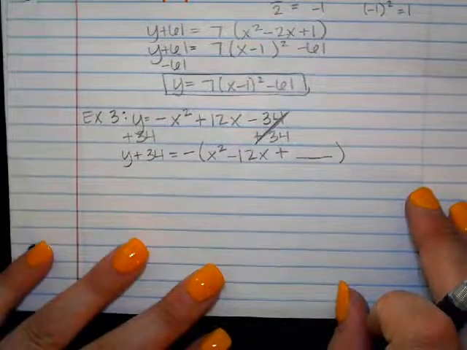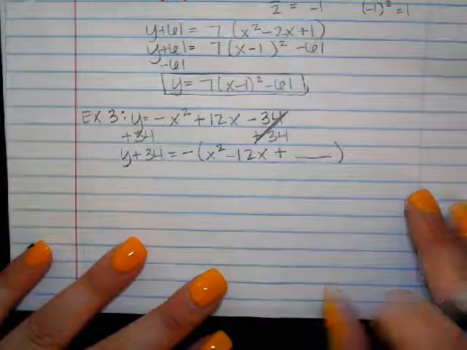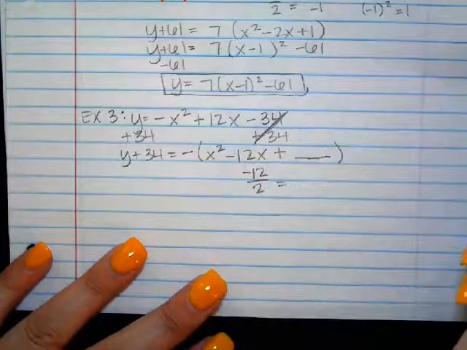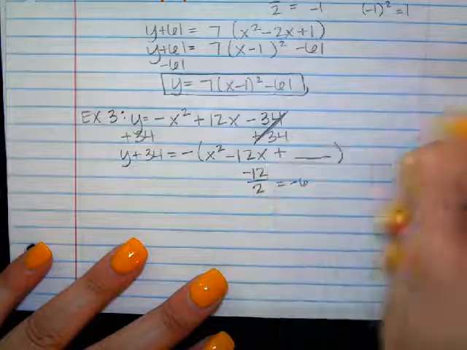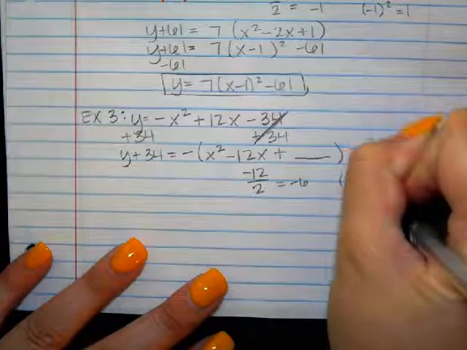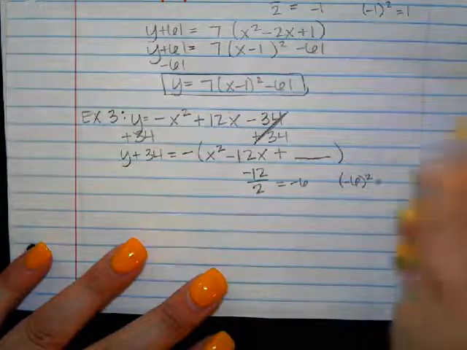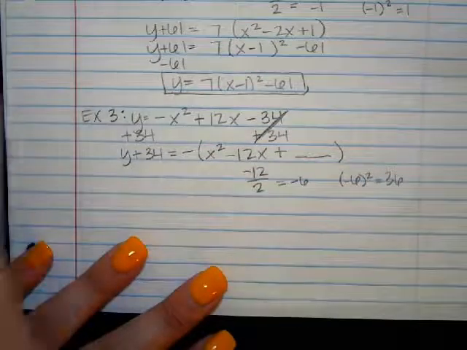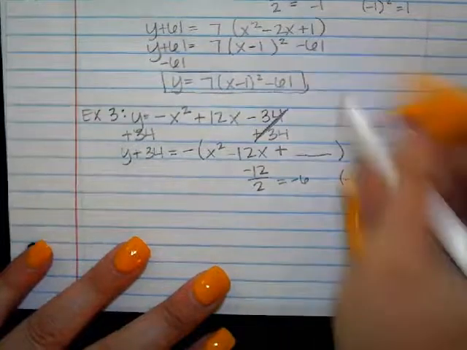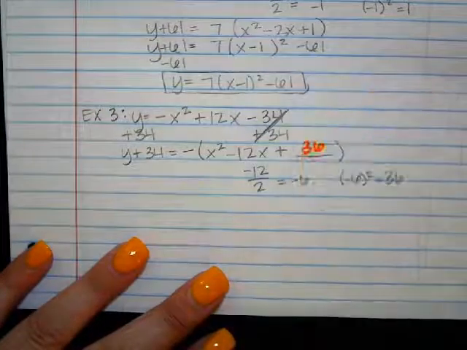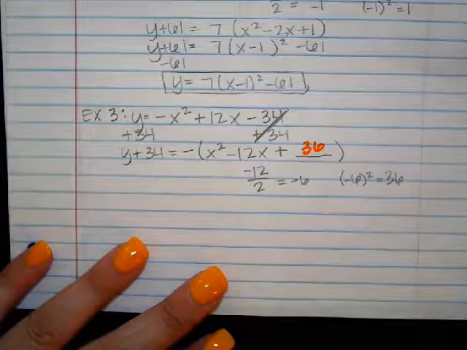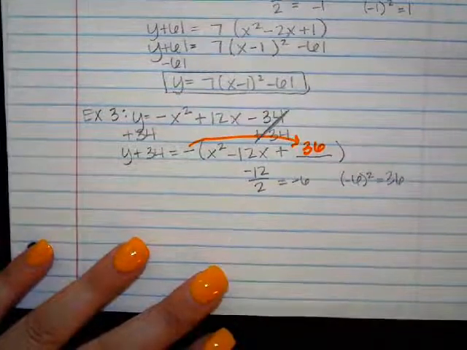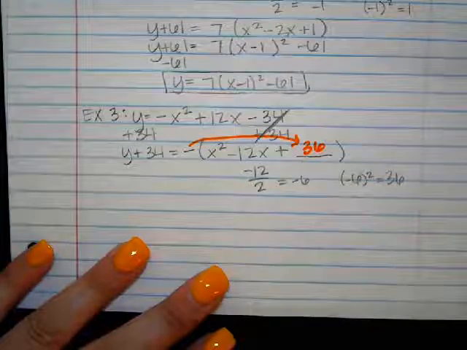Divide by 2. Negative 12 divided by 2 is negative 6. Negative 6 squared is 36. Okay, so 36 goes in the blank, but we did not add 36 to the right side. What did we do? We subtracted 36 from the right side. So what do we do to the left side? Subtract 36.